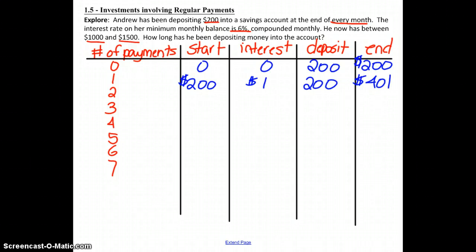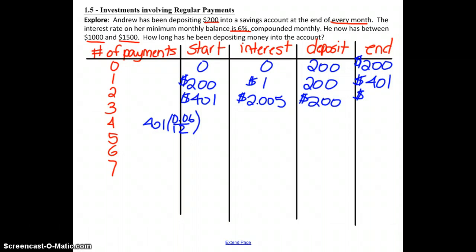So now at the start of the next month, he's got 401. Again, we're going to multiply by our interest, which is 401 times 0.06 divided by 12, because again, interest is compounded monthly. And that should give you $2.005, but he's going to deposit another 200. And so how much does he have now? 603.005. So please continue this chart and we'll see when his end result is between 1,000 and 1,500.